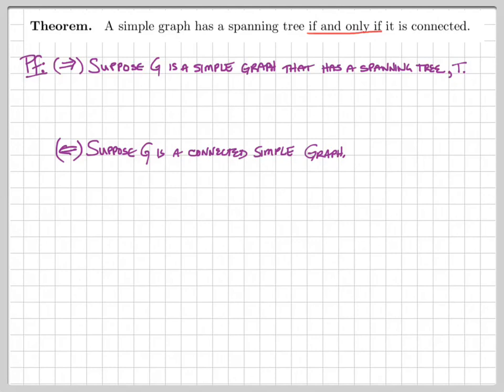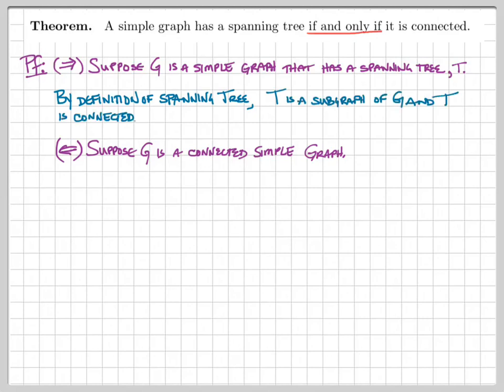So, starting with the necessary conditions, let us suppose that G is a simple graph with a spanning subtree T. Remember what it means to be a spanning subtree. In particular, by definition of spanning subtree, it is a subgraph of the original graph G that contains all the vertices of G and is a tree. By definition, a tree is connected. Since it contains all the vertices, it means that G must also be connected.